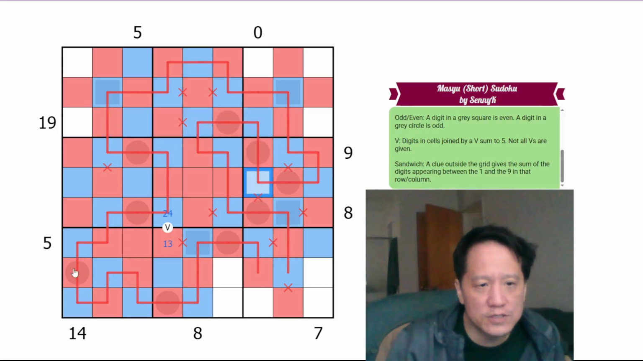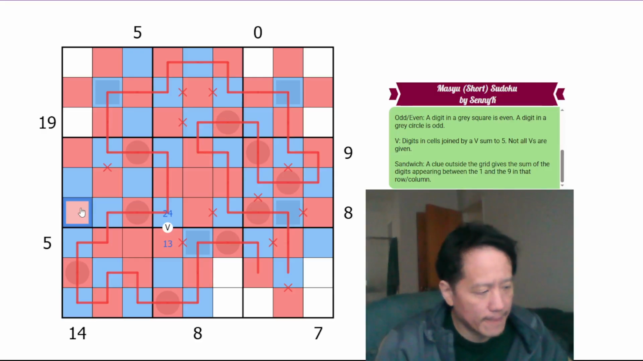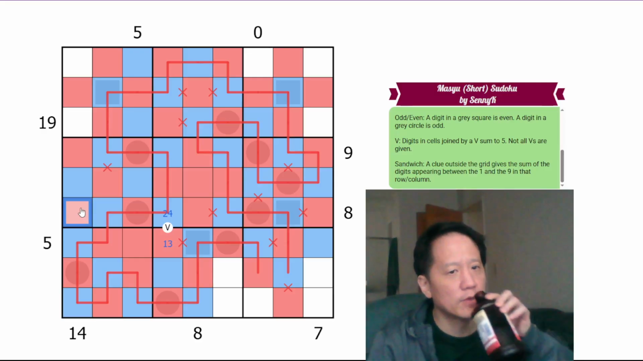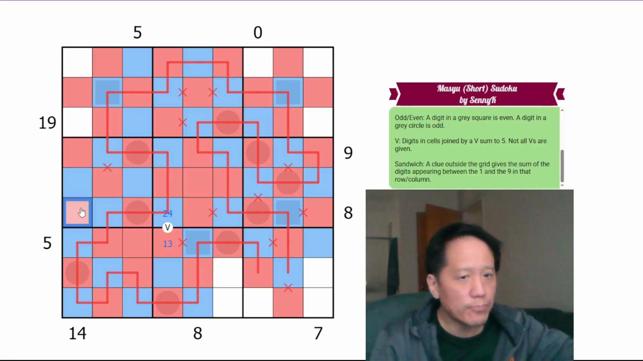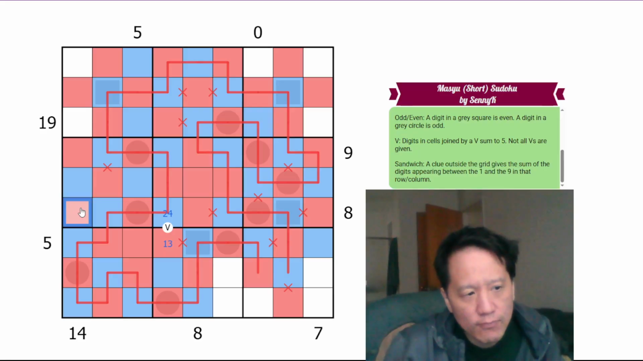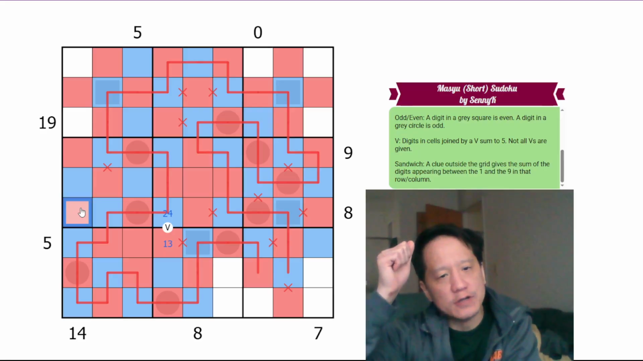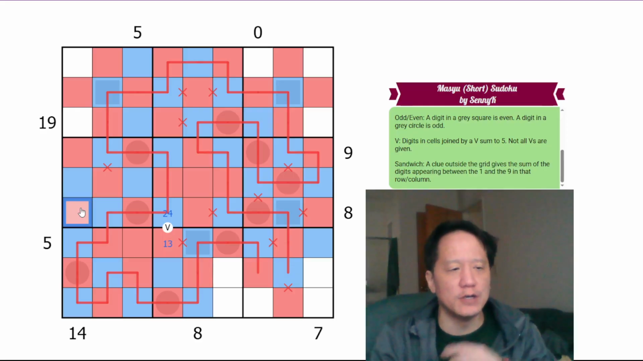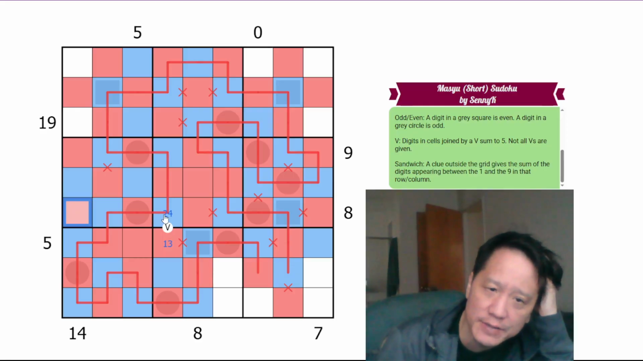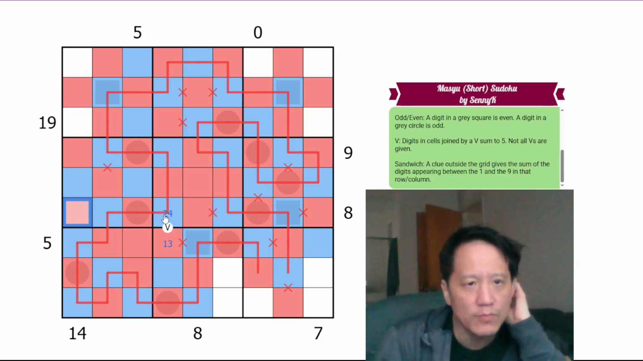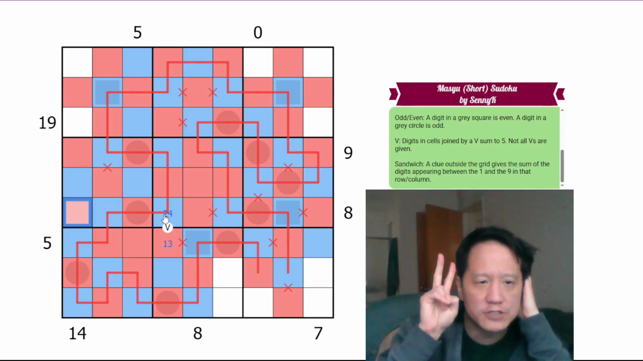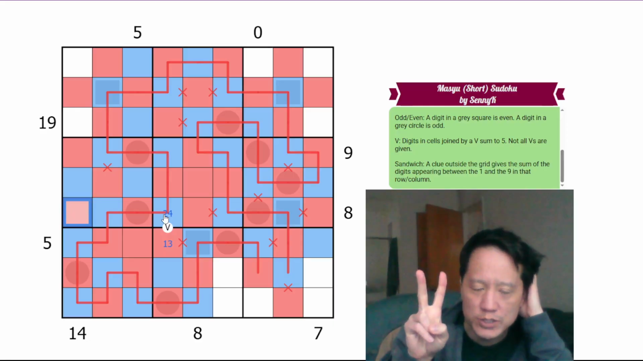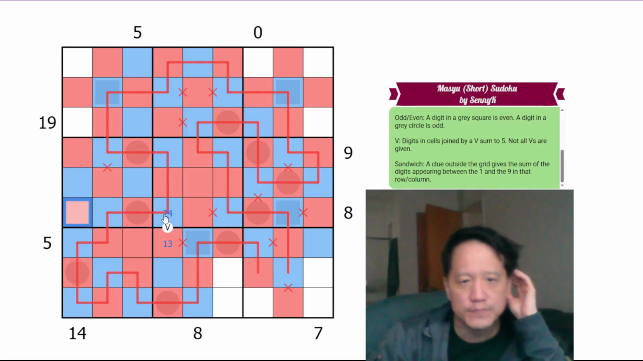Okay, 14. Interesting. Okay, so 14 could be up to... that's a lot. 5 is either 1 or 2 digits in between the sandwich. 8 is either 1 or 2 digits between the sandwich. So is 7.